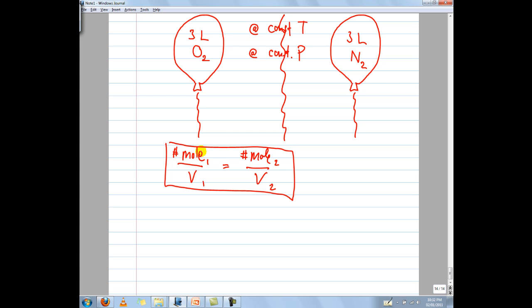So that's why flipping these two, finding the inverse, doesn't make a difference. Alright, so this is Avogadro's law. This only works at constant temperature, constant pressure. Moles of the first gas over volume of the first gas is equal to moles of the second gas over the volume of the second gas.